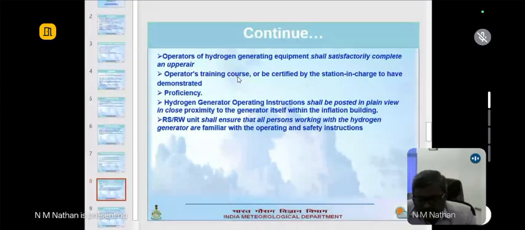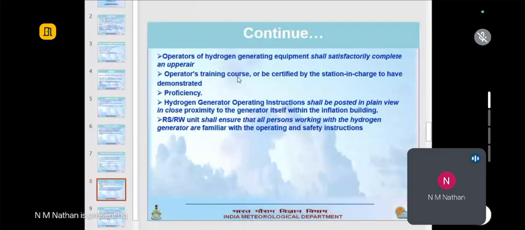Then the operators of hydrogen generating equipment shall satisfactorily complete and update safety precautions training. Operator training courses are certified by the station in charge and should be demonstrated. So you have to give training regularly to the staff. Then only you can use it.